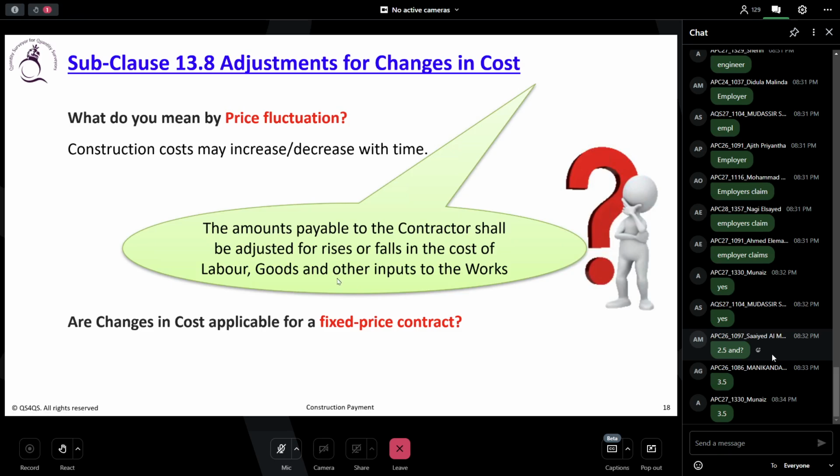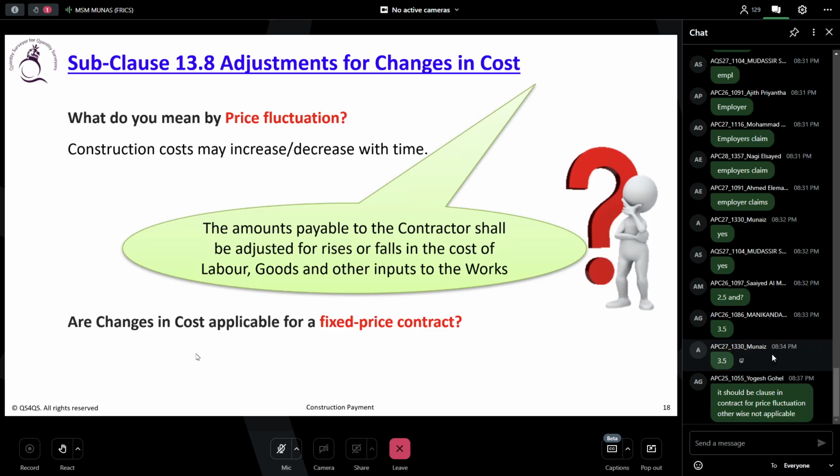The contractor needs to get compensation for these price changes. If it goes high, then it is the contractor's interest. If it goes down, then it is the employer's interest. Now the question: sometimes changes in cost, that means the price fluctuation, are not allowed in the contract.